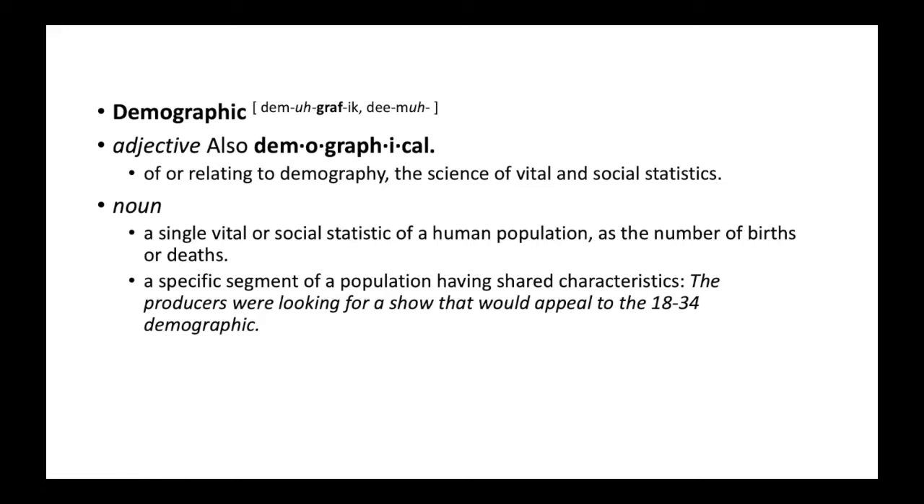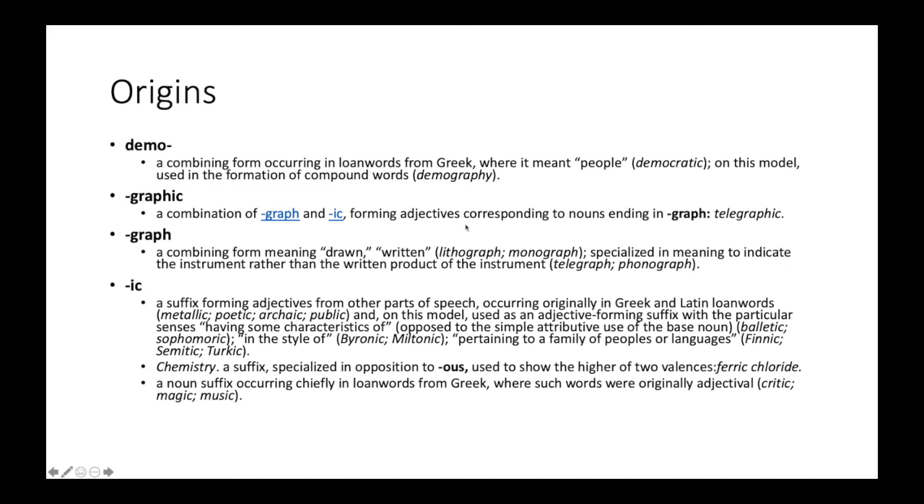All right, so producers were looking for a show that would appeal to the 18 to 34 demographic. What that means is that they're looking for a TV show which people aged 18 to 34 would enjoy. But it actually comes from demo, which means human, or people. So this is why we've got democracy. Demo means people, and cracy is government, so it's a people government, so government by the people.